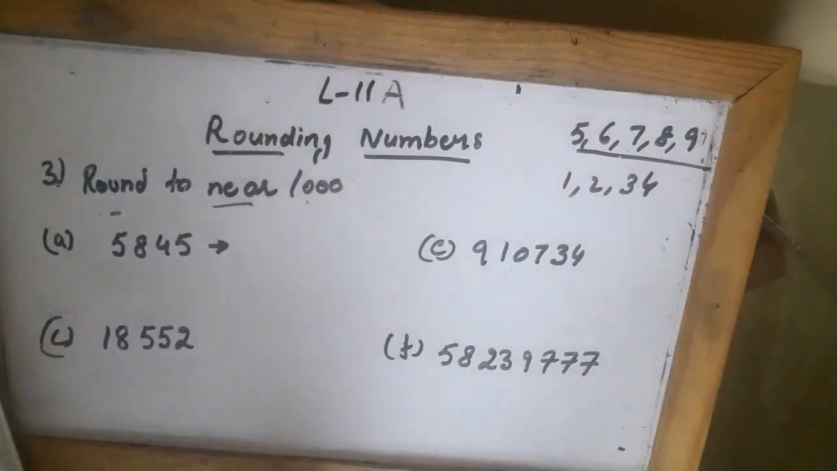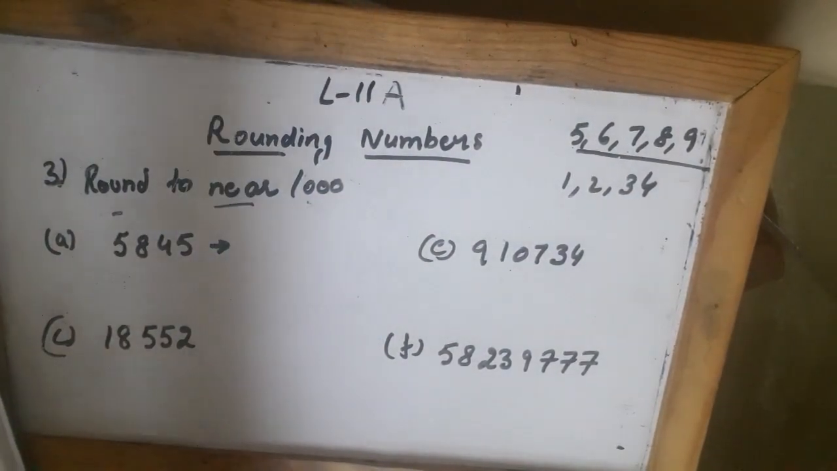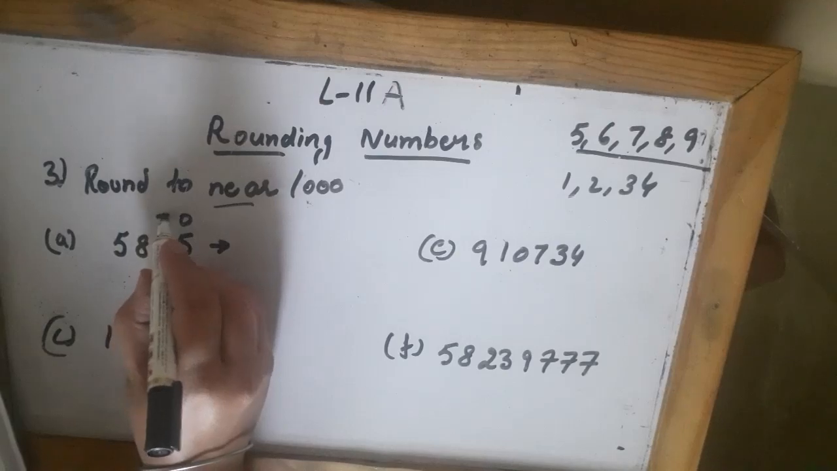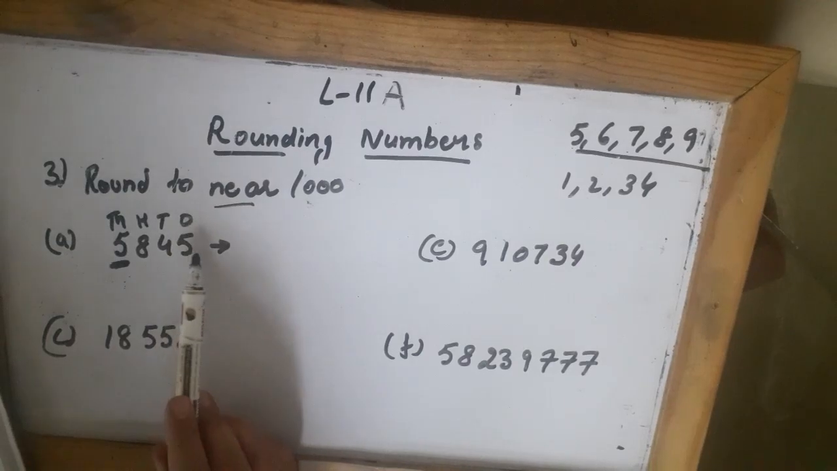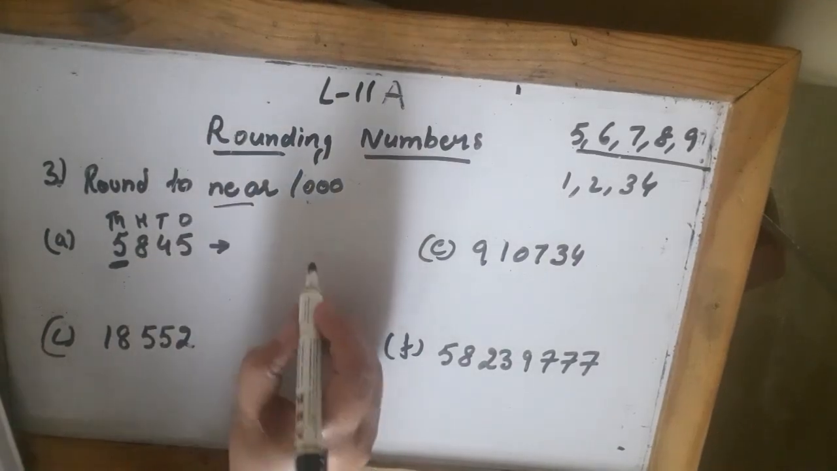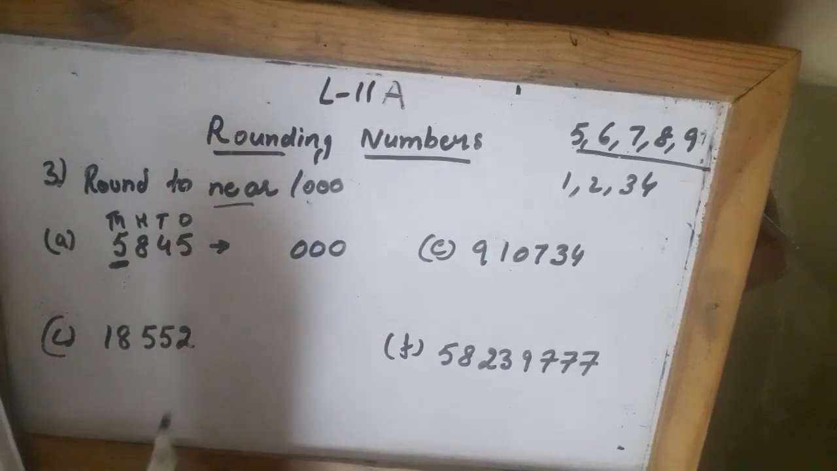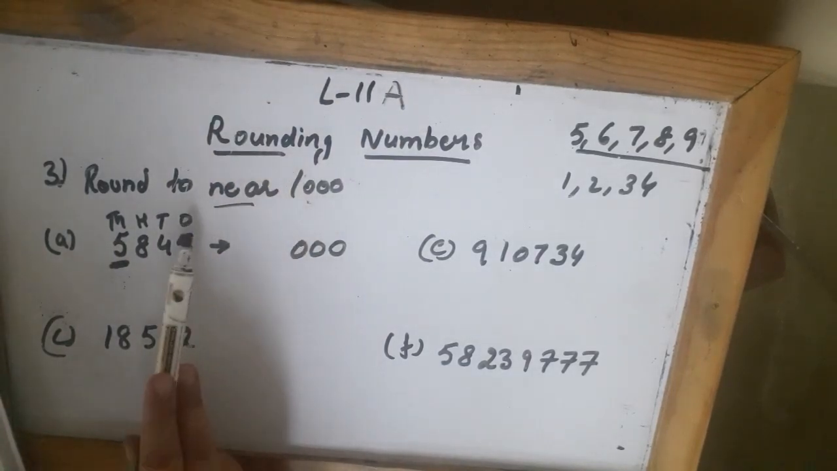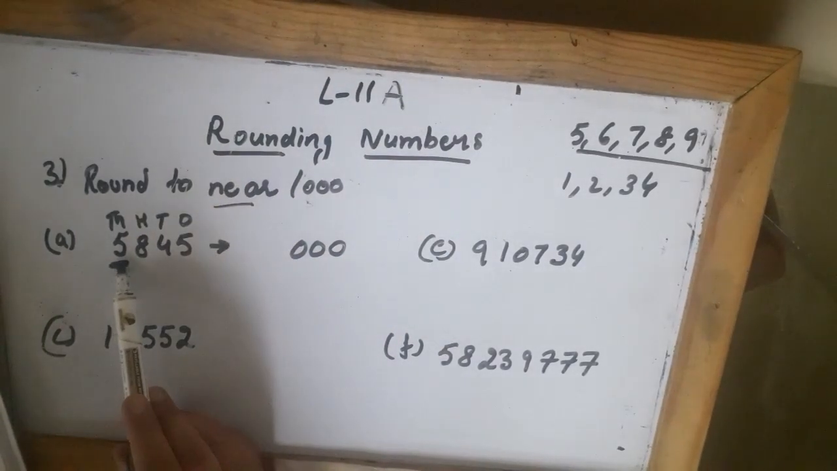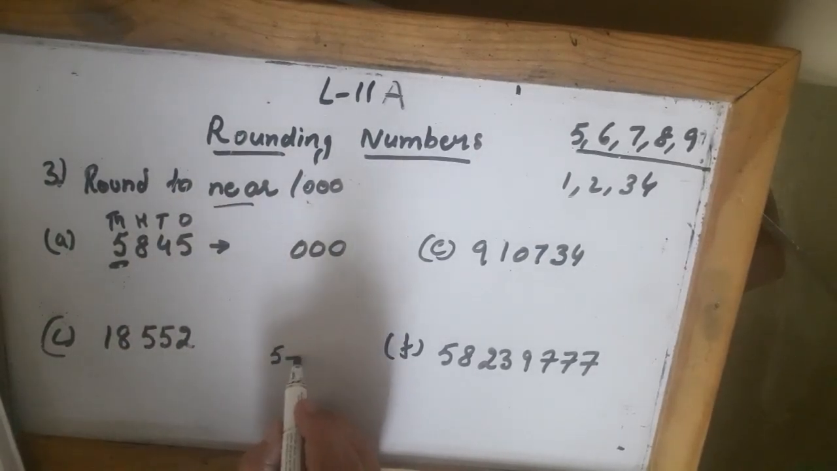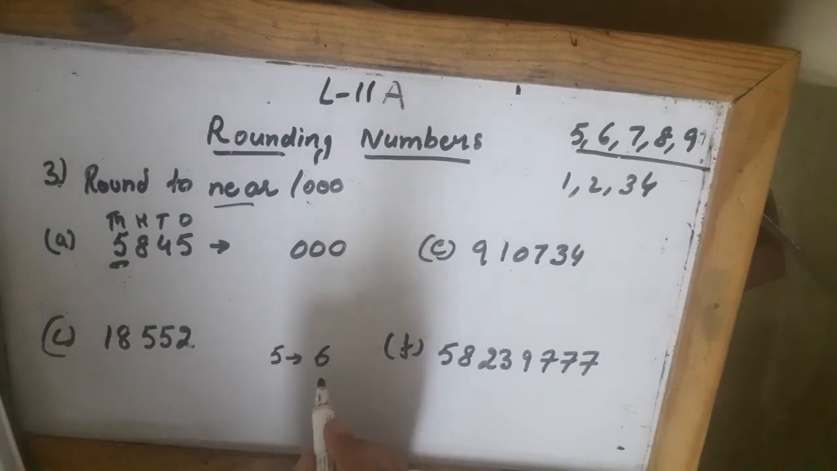Third question. In the third question, they are asking you to round off to the nearest 1000. So first of all, I'll mark the thousands place: ones, tens, hundreds and thousands. I'll underline the thousands place, and all the digits at the ones, tens and hundreds place will become 0, because we are going to round to the nearest 1000. Now I have to decide about the 1000s place. At the 1000s place you have 5.